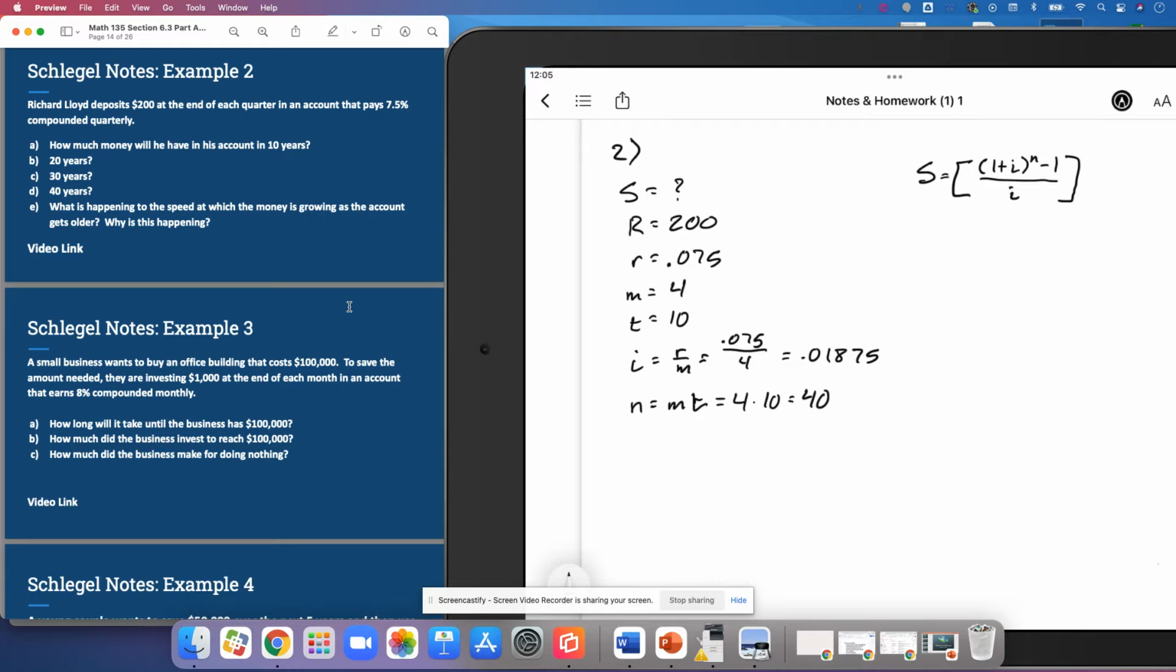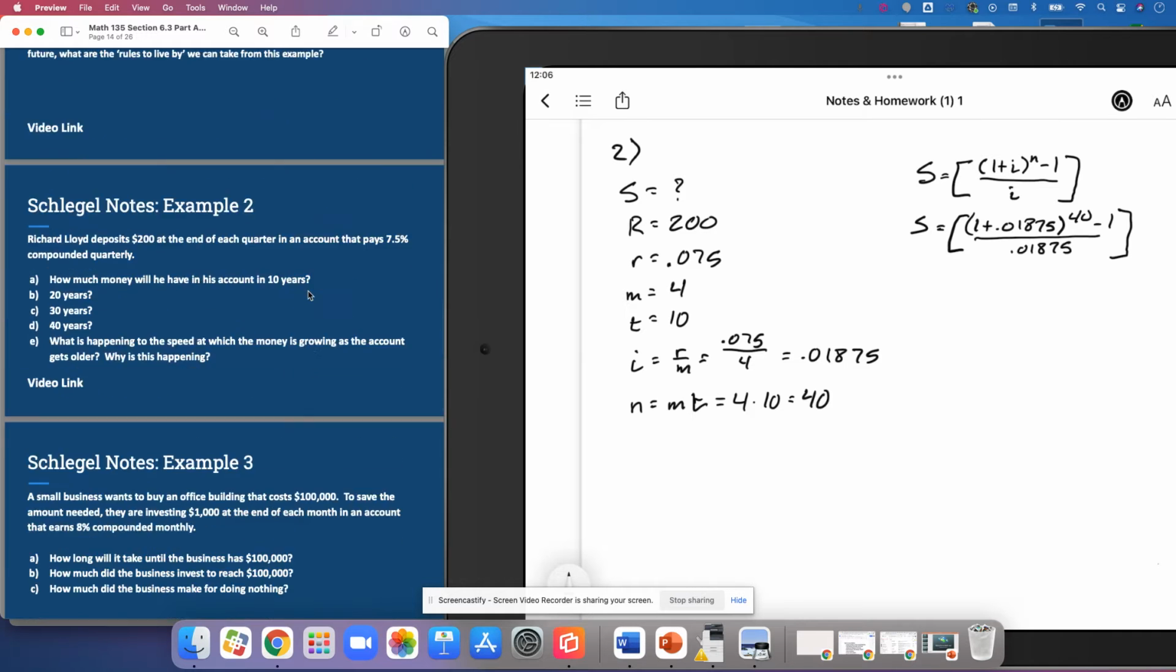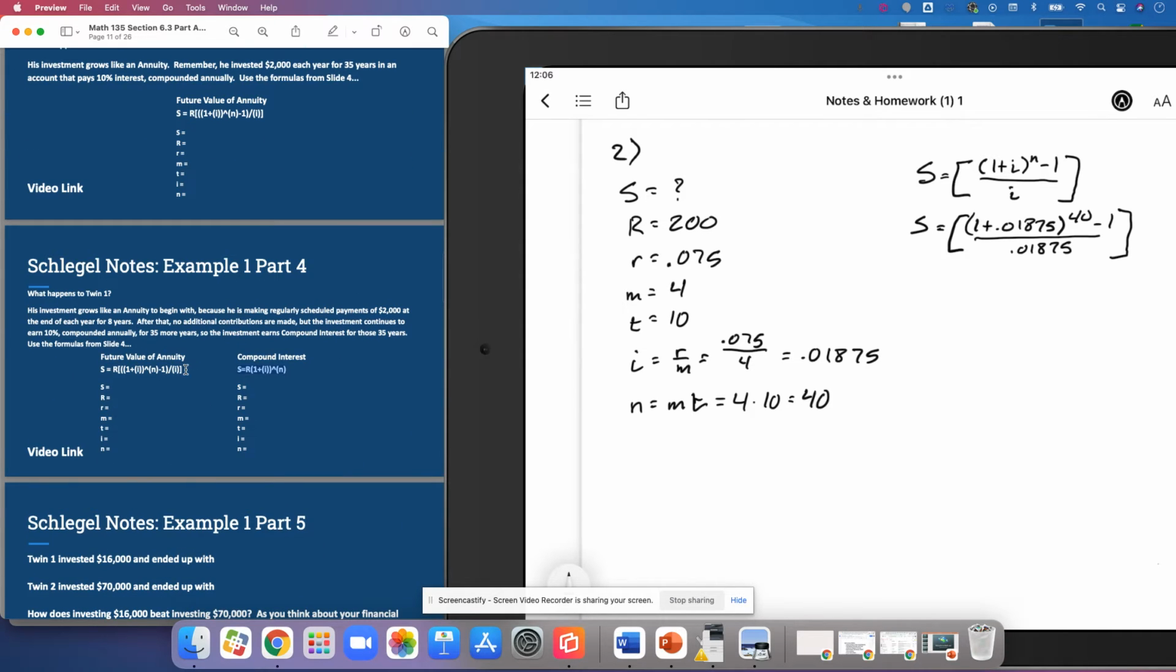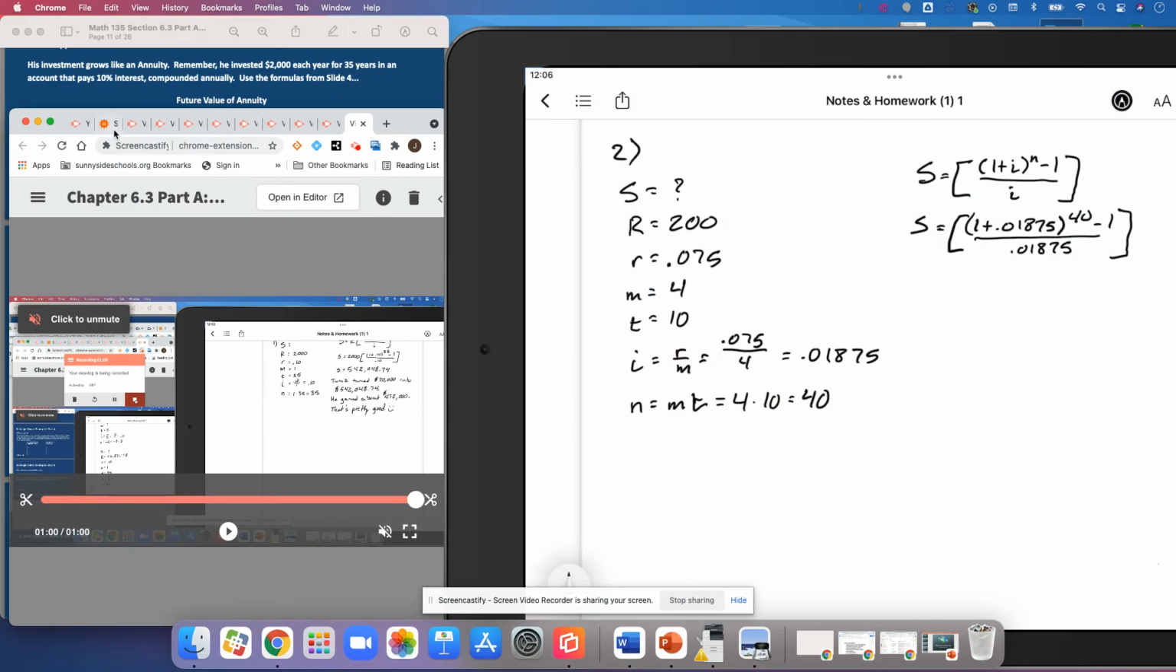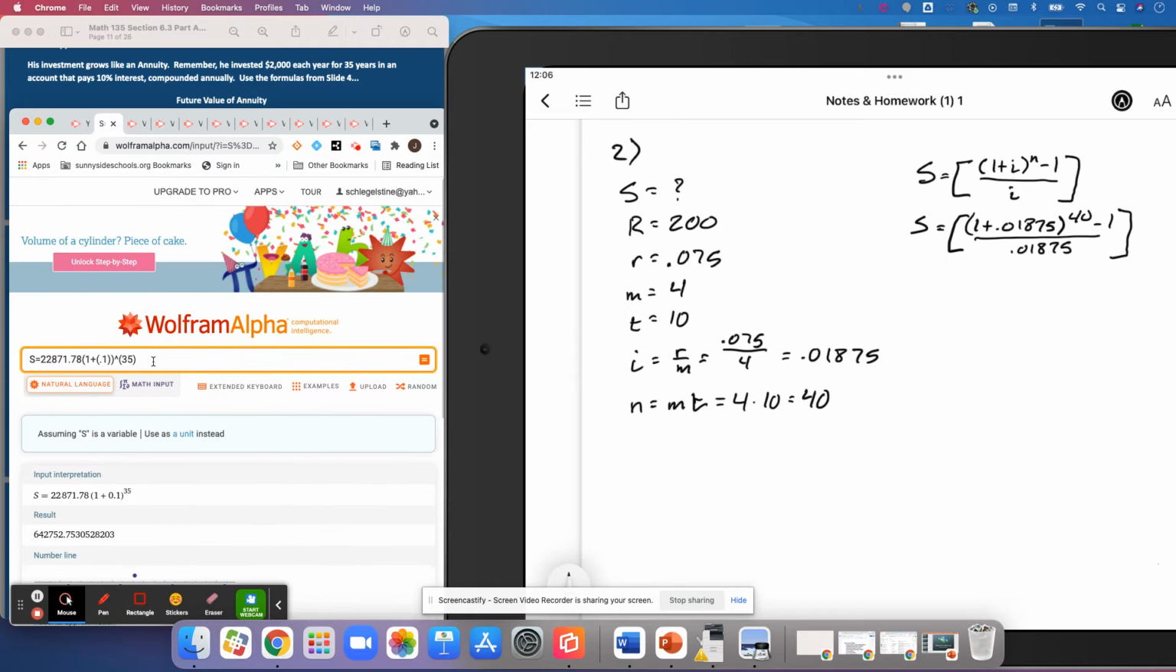And so let's go ahead and fill the information in here, everyone. We've got S equals 1 plus I, 0.01875, to the power of 40 minus 1, over 0.01875. And so giving that to Wolfram, I can scroll back up here to get my future value of an annuity formula. It's also on slide 4, I believe, somewhere up there. And so there's our annuity formula.